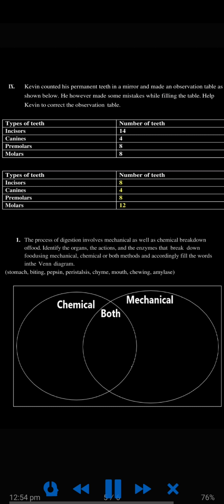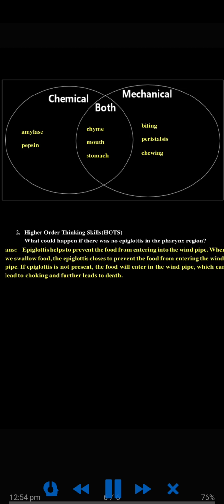1. The process of digestion involves mechanical as well as chemical breakdown of food. Identify the organs, the actions, and the enzymes that break down food using mechanical, chemical or both methods and accordingly fill the words into a Venn diagram. Stomach, biting, pepsin, peristalsis, chyme, mouth, chewing, amylase.